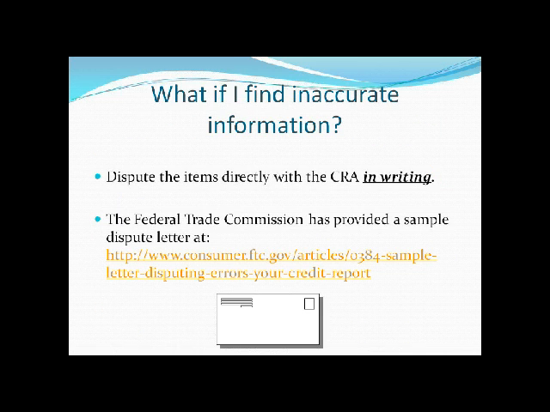So this brings us into instructions on what to do if you find inaccurate information on your credit report. And the first thing that you want to do is dispute the item directly with the CRA, and you want to do that in writing. So making a phone call or anything else like that is not going to be helpful here. You want to make sure that you have a good written record of making the dispute.